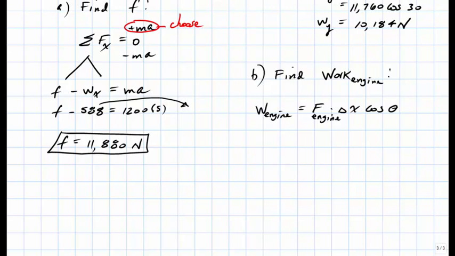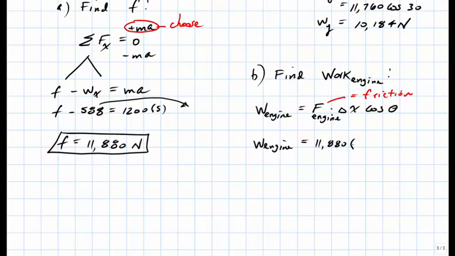Now we haven't considered the force that the engine produces in our free body diagram because the engine is internal to the car. However, we noted that the force produced by the engine equals the force of friction. And so the work done by the engine simply equals the force of friction, which we just calculated, 11,880.